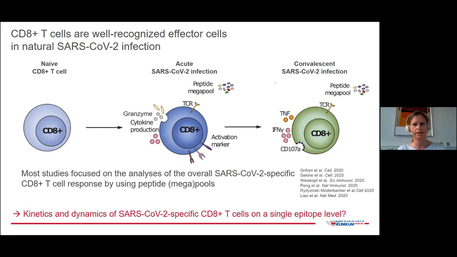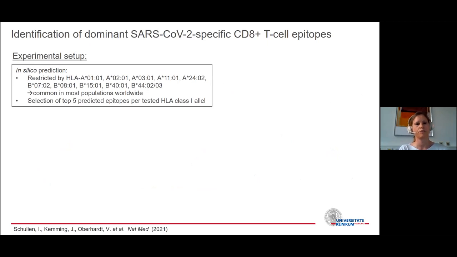And this was exactly the question that we had. What is the kinetic of the SARS-CoV-2 specific CD8 T cells on a single epitope level in natural SARS-CoV-2 infection? To investigate this, we had to identify CD8 T cell epitopes that are recognized before we could develop the tools to identify these cells. We did this by in silico prediction of peptide epitopes that are restricted by common HLA alleles, at least in most populations worldwide.